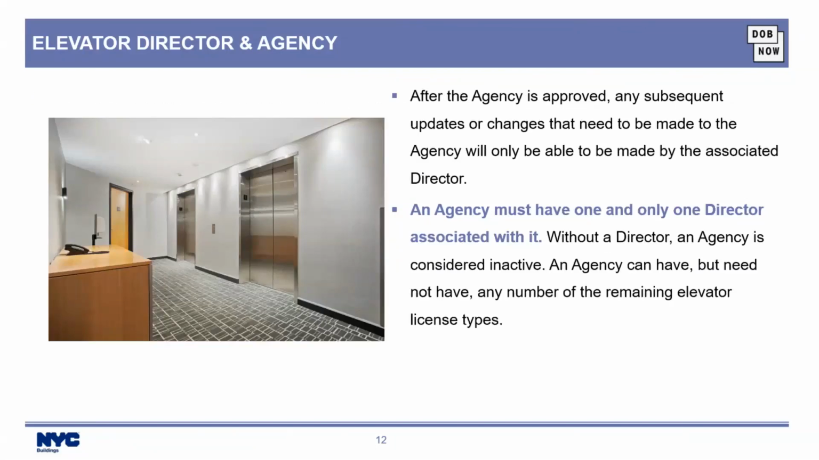Now, once the agency is approved by DOB, any subsequent updates or changes that need to be made to the agency can only be made by the associated director. In addition, agencies must have one and only one director associated with it. Without a director, an agency is considered inactive. An agency can have, but doesn't have to have, any number of the remaining elevator license types.